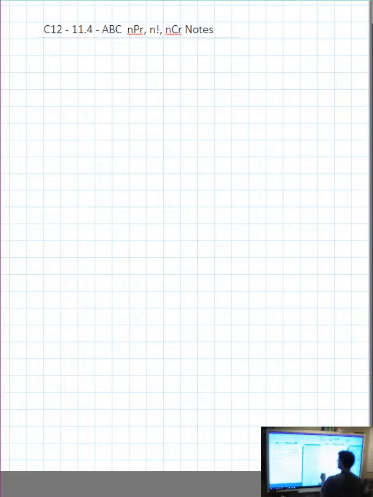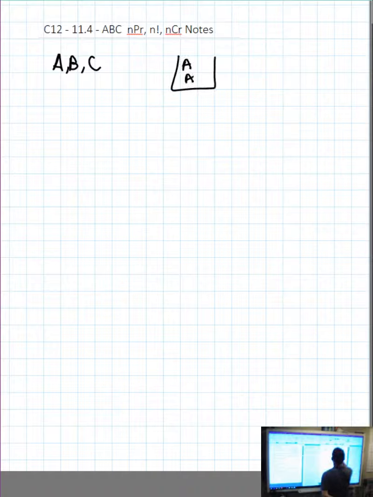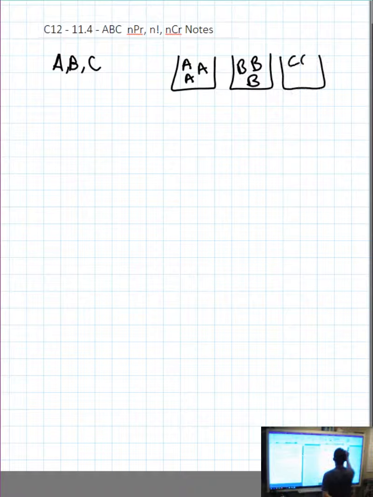Okay, let's take the letters A, B, and C. We're going to think about this like we have a bucket of A's to begin, a bucket of B's, and a bucket of C's. And there's just so many of those in there. And we're going to ask ourselves, how many different ways can we arrange the letters A, B, C?